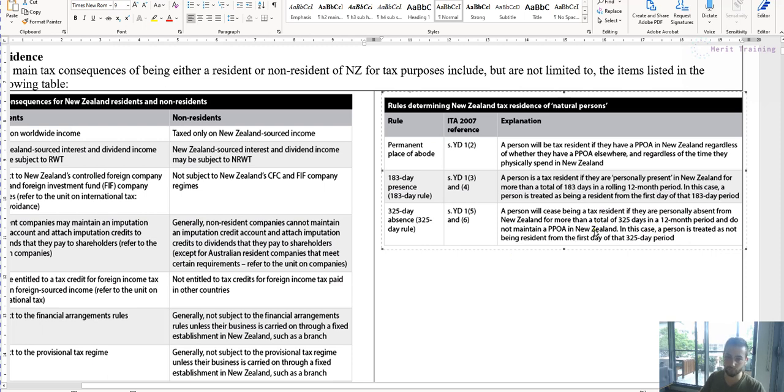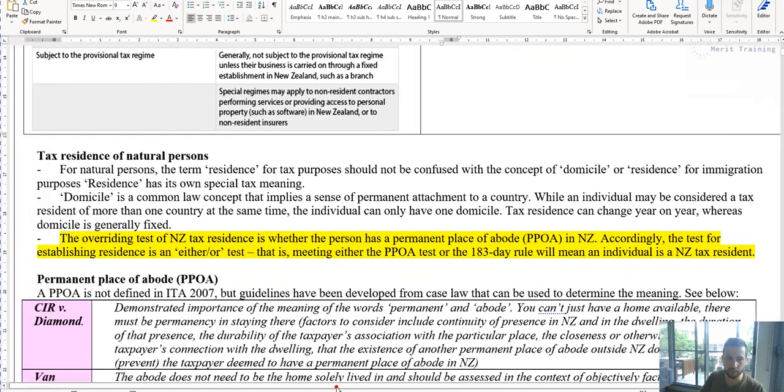Because if they maintain a PPOA, then they will be a tax resident regardless of time they spend in New Zealand. So this is the most important rule here, because if they have a PPOA, then it doesn't really matter about time at all. But if they don't, then you start looking at time and saying how much time have they actually spent in New Zealand.